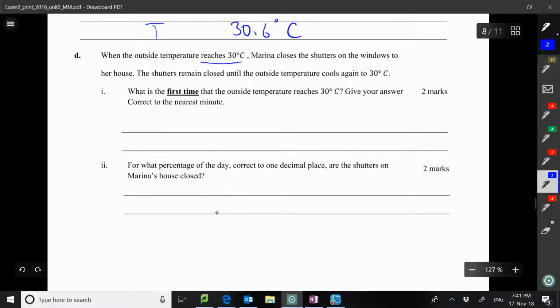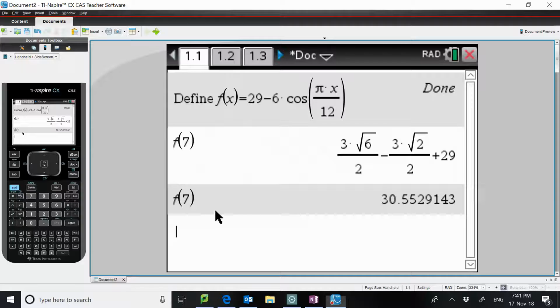Okay. Next question, when the outside temperature reaches 30 degrees, so now it tells you the temperature, Marina closes the shutters on the windows to her house. The shutters remain closed until the outside temperature cools again to 30 degrees. Okay, so what is the first time that the outside temperature reaches 30 degrees? So in your case here, f of x is the temperature, so you're just really saying f of x is equal to 30, so the temperature equals 30, find x, which is the time.